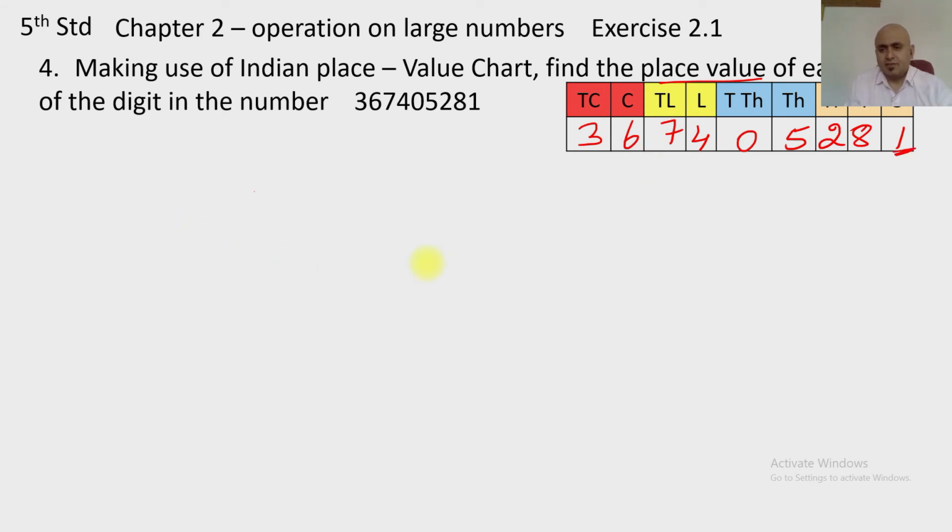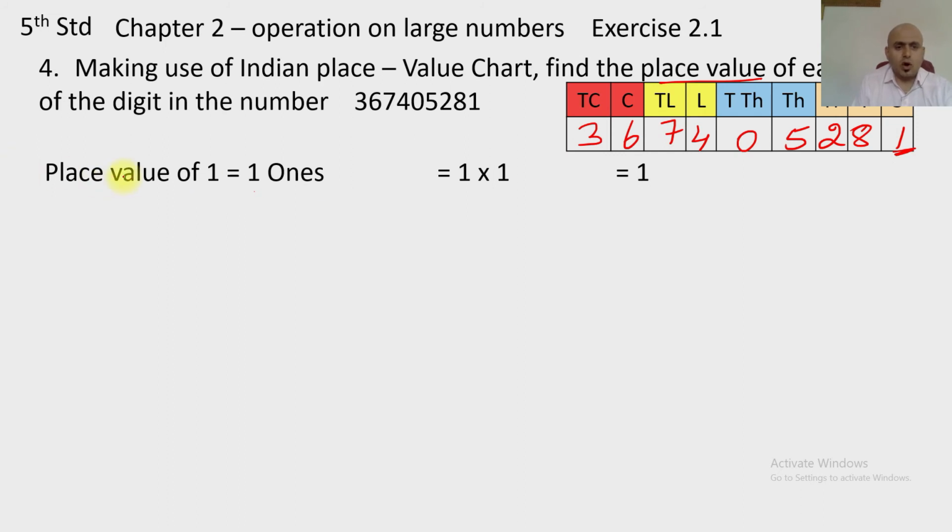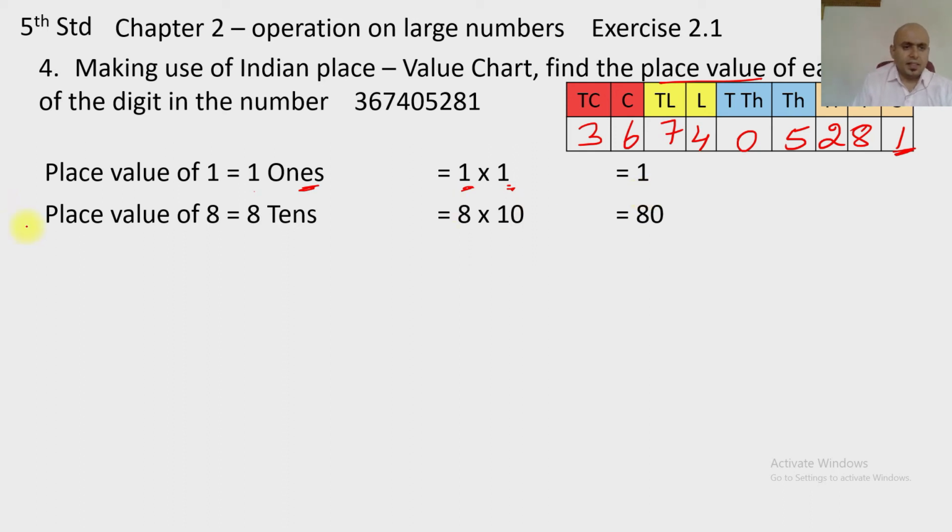Let us take the first number, that is in ones place. Ones place has 1. The place value of 1 is 1, as it is in ones place. So 1 multiplied by 1 is equal to 1. The value of 1 is 1. Here the place value of 8 is in tens place. 8 is in tens place, so we have to multiply 8 with 10.